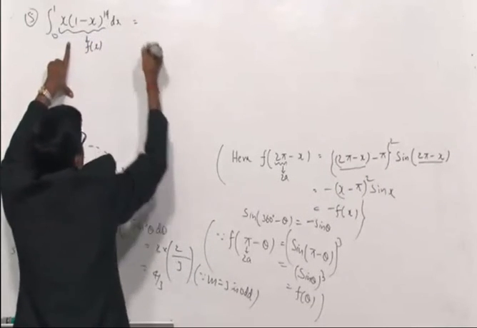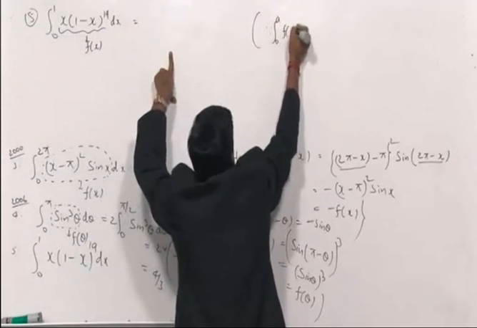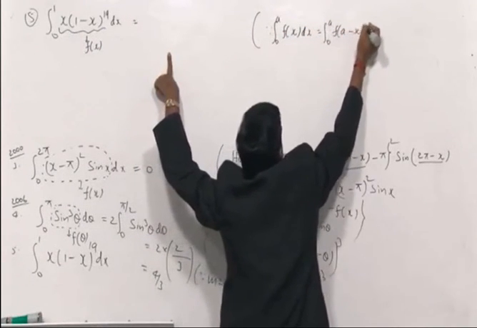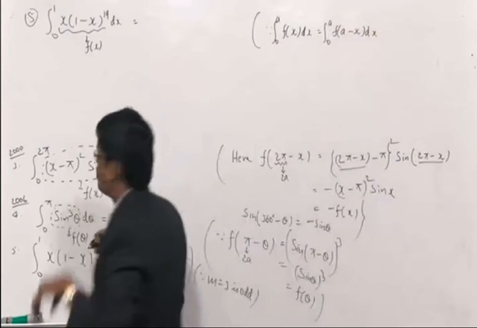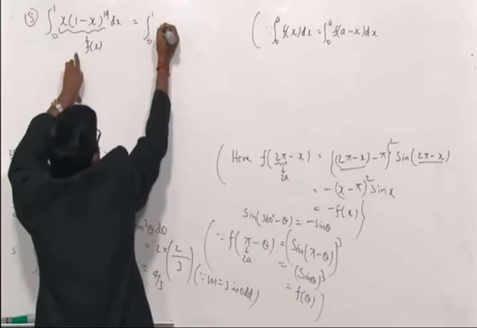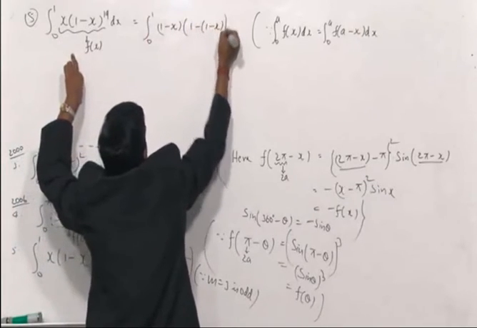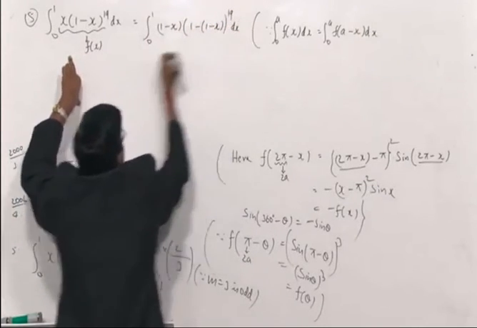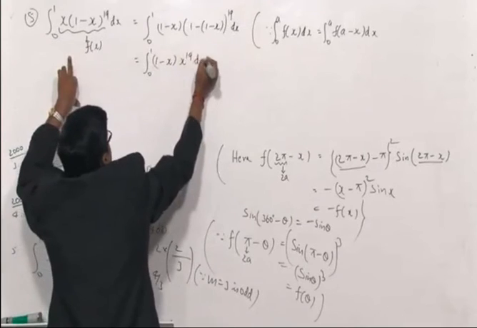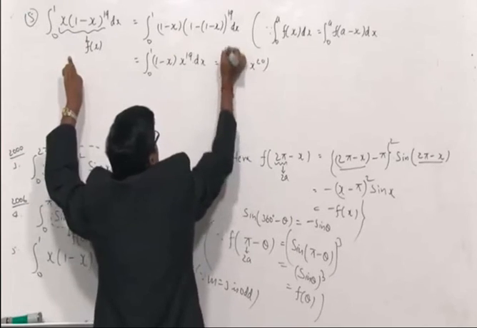Now what formula am I applying here? Our third one: integral 0 to a of f of x dx is equal to integral 0 to a of f of a minus x dx, that is, x is replaced by upper limit minus x. Here a is nothing but 1. So this can be written as integral 0 to 1, where x is replaced by 1 minus x, and the other x is also replaced by 1 minus x, whole to the power 19 into dx. This simplifies to integral 0 to 1 of (1 minus x) into x raised to 19, which simplifies to x raised to 19 minus x raised to 20, integrated from 0 to 1 dx.